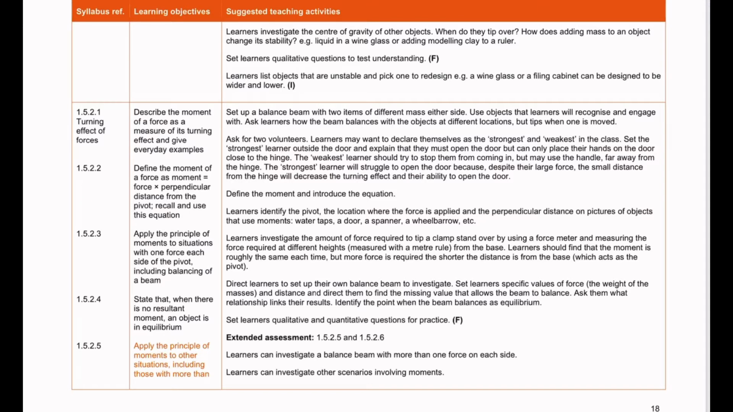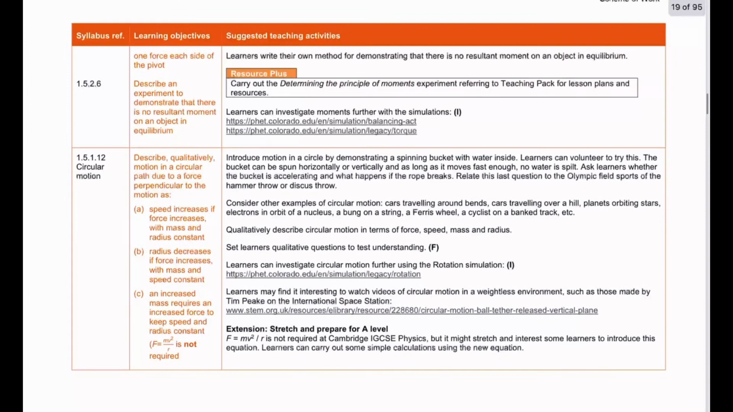State that when there is no resultant moment, an object is in equilibrium. Apply the principle of moments to other situations, including those with more than one force on each side of the pivot. Describe an experiment to demonstrate that there is no resultant moment on an object in equilibrium.